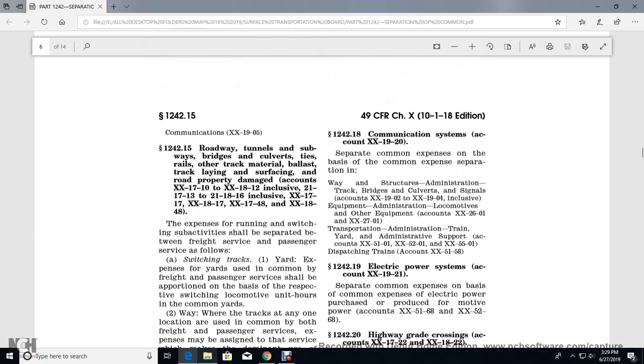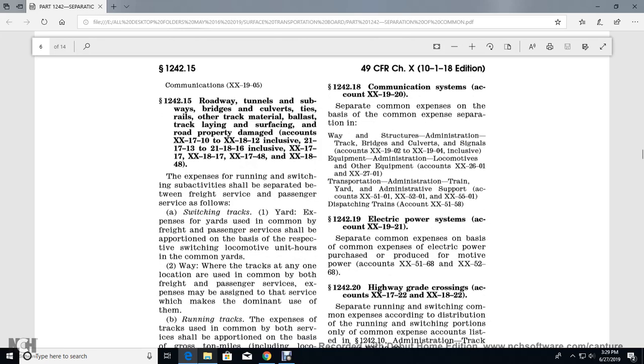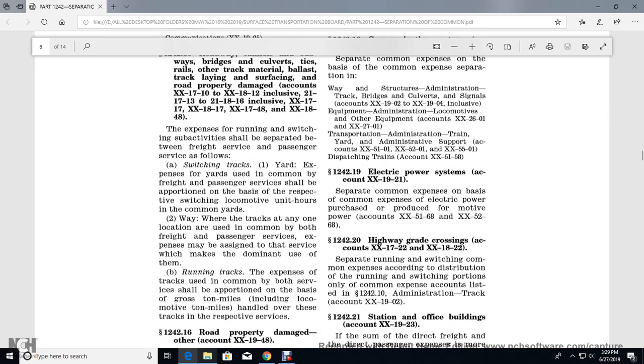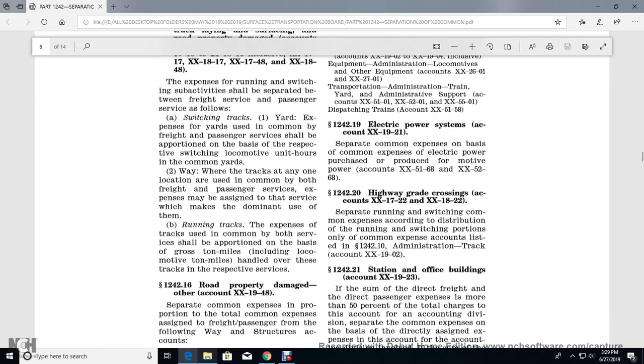1242.15, roadway tunnels, subways, bridges, culverts, the other track material, the ballast, track laying and surface, the road property damage account with the XX 1710 or XX 1812 exclusive, the 21 17 13 to 21 18 16 inclusive, the XX 1717, XX 1817, XX 1748, XX 1848. The expense of running and switch of subactivity separated between the freight service and the passenger, as well as the switching track for the yards. Exemption for the yards for the common of the freight passenger service shall be a portion base of the respective switching locomotive unit hours of the common yard way, the tracks of any with the location common to both of the freight passengers, for the expense of the service that maybe the dominant use of them.